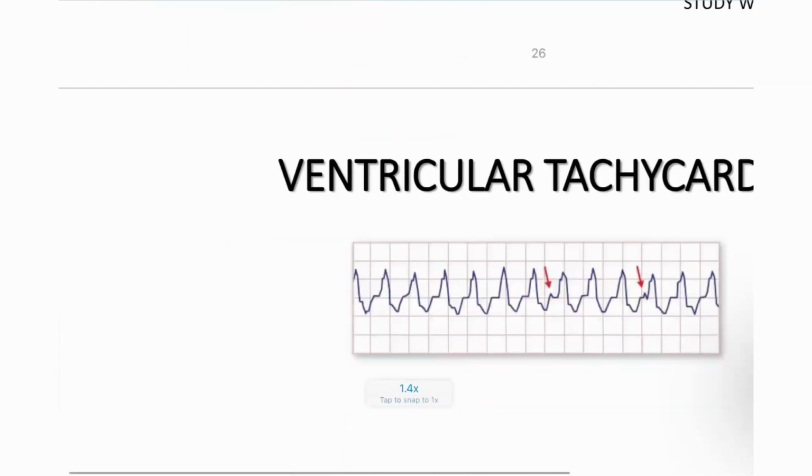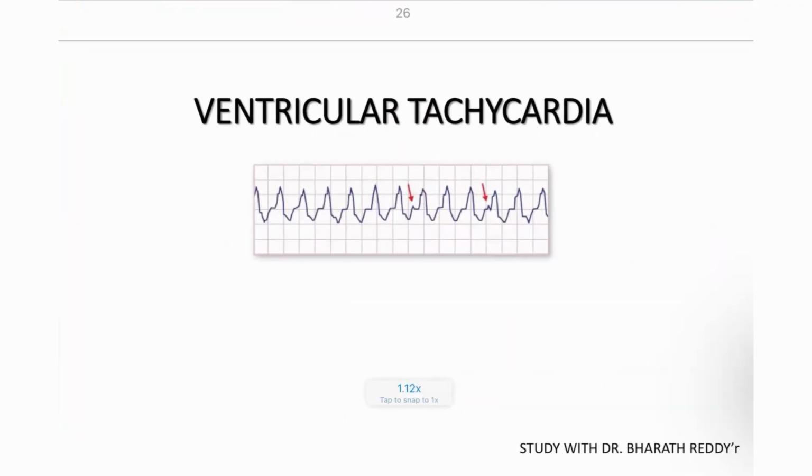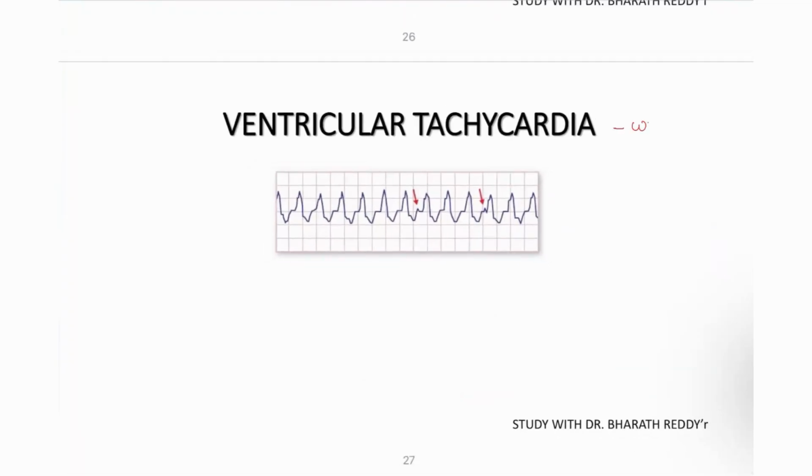Next, ventricular tachycardia. In ventricular tachycardia, we see a wide QRS complex, and the rate is going to be more than 250 beats per minute. Okay, it is going to be very high. So what we have to do for this patient is see how the patient is presenting.